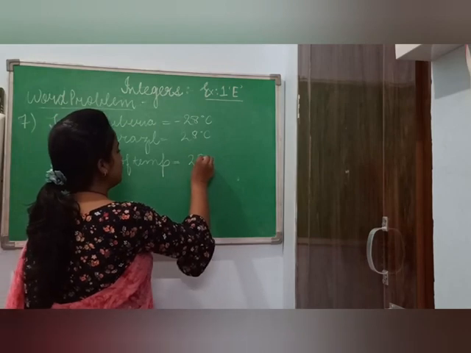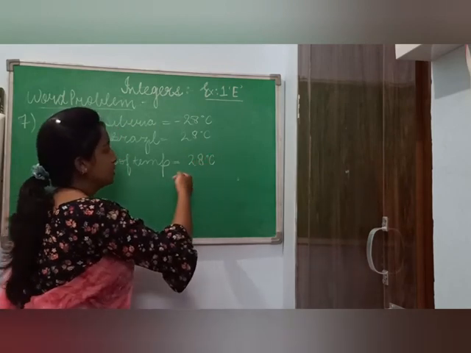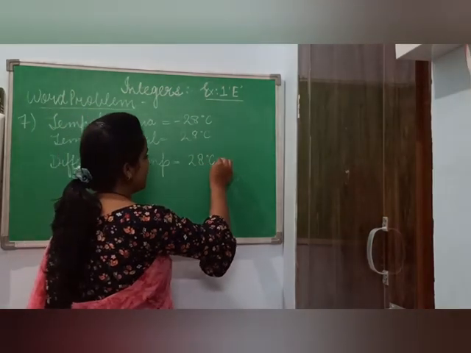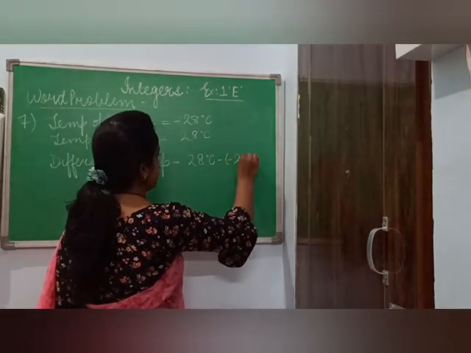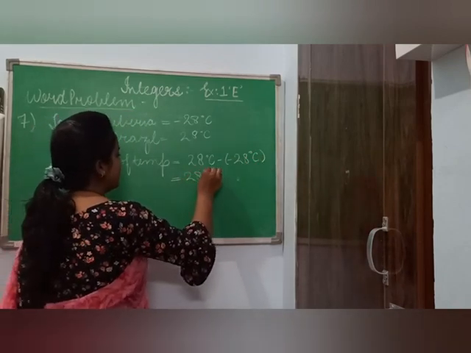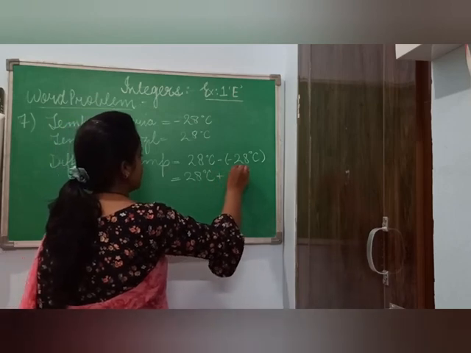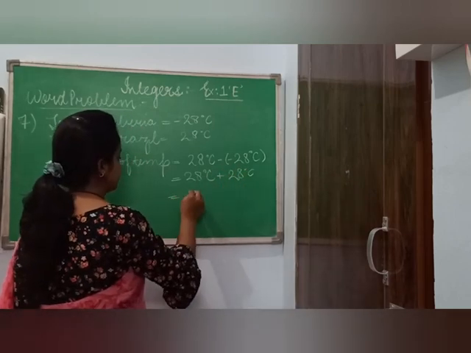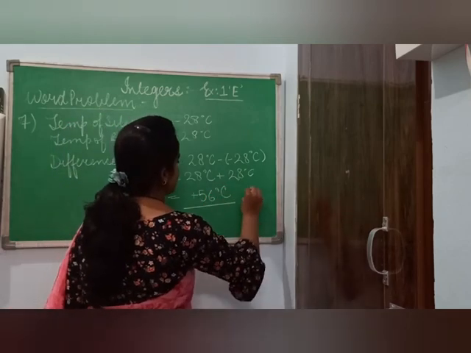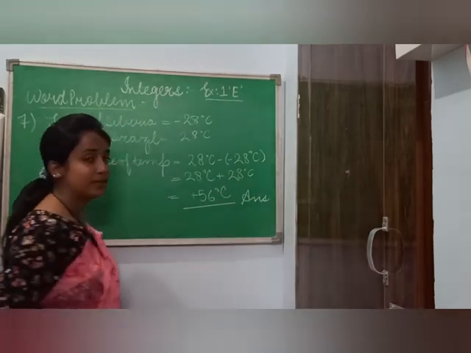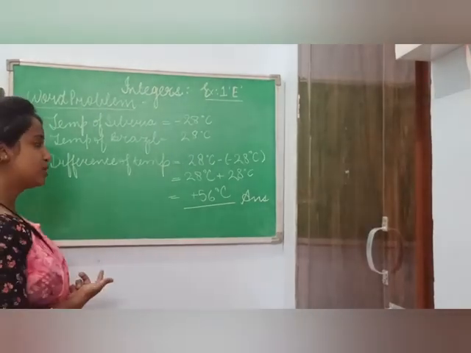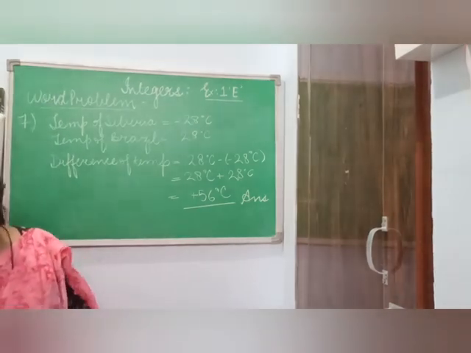So we will subtract the lower temperature from the bigger temperature, that is 28 degrees centigrade minus minus 28 degrees centigrade. So it will come as 28 degrees centigrade plus 28 degrees centigrade, which is plus 56 degrees centigrade. So this is our required answer. The difference between the temperature of Siberia and Brazil is 56 degrees centigrade.